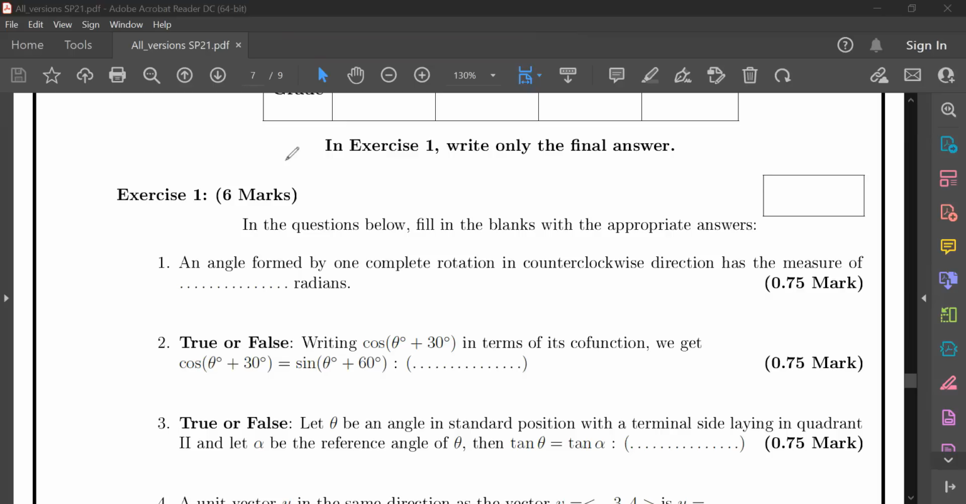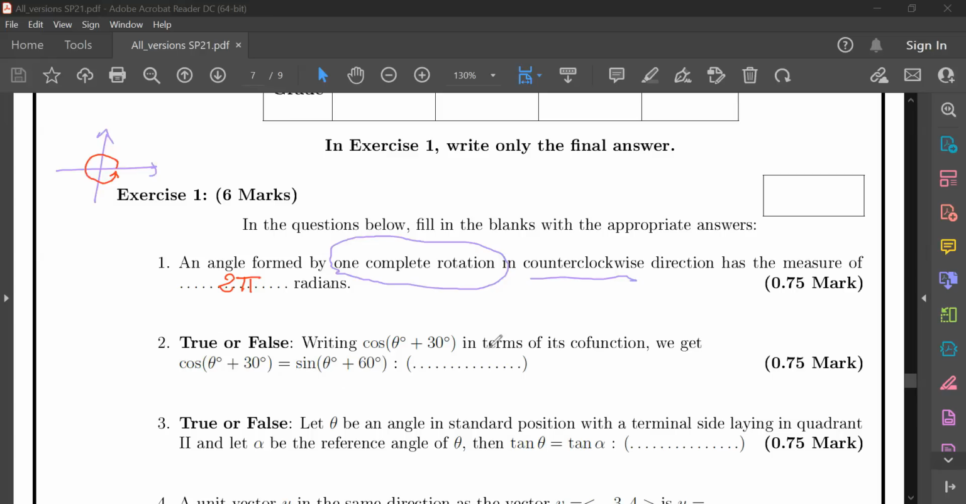Exercise 1, fill in the blanks. First question: an angle formed by one complete rotation and counterclockwise. So this angle, counterclockwise, one complete rotation. The measure of this angle is 2 pi in radian, since it's one complete rotation.